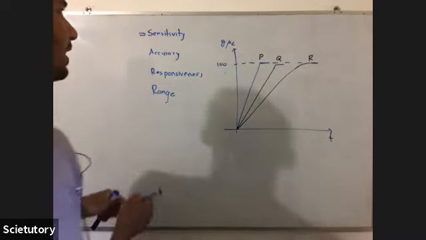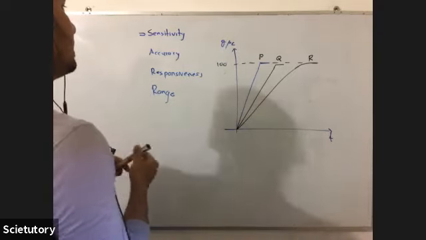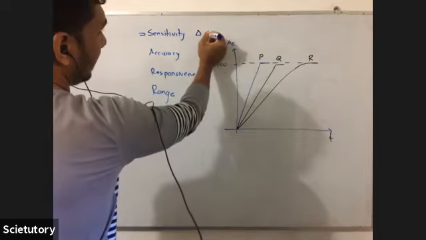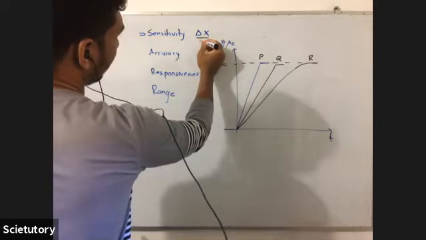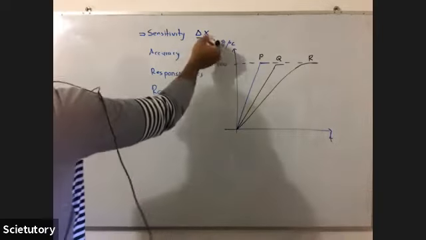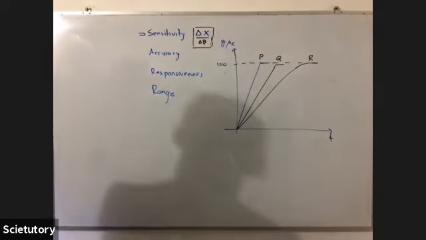So you can actually define it as the change of thermometric property per unit temperature. Okay. So delta X over delta theta. We can express this like this.